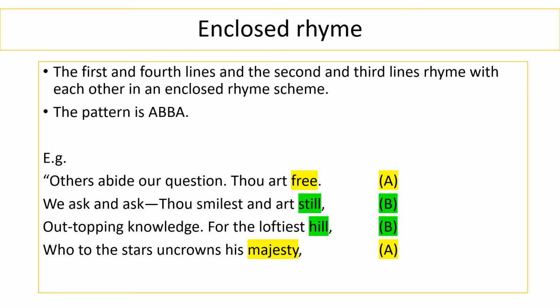Others abide our questions, thou art free. We ask and ask, thou smilest and art still. Out-topping knowledge. For the loftiest hill, who is the stars and crowns his majesty. Once again, grade 8s, I know this sounds confusing, and I know that it sounds like a different language, but we're looking at rhyme. Free gets A, and majesty also gets A because they rhyme, as well as still and hill, which both get B.